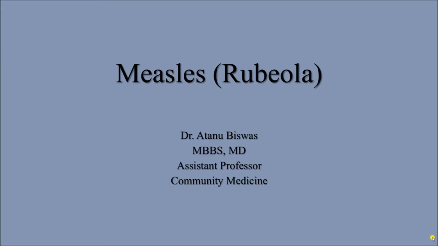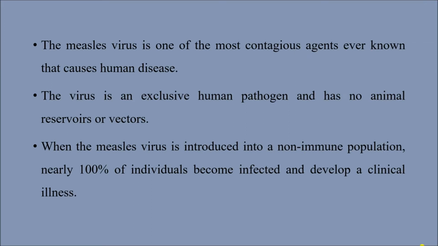Today we are back with another communicable disease and we shall discuss measles or rubella, which is one of the most common respiratory infections among children. So, measles is caused by a virus, and the measles virus is known to be one of the most contagious viruses or agents to cause disease among the human population. This virus is exclusive to the human population and it does not cause the disease among animals. Also, no animal reservoir or vectors are known to occur.